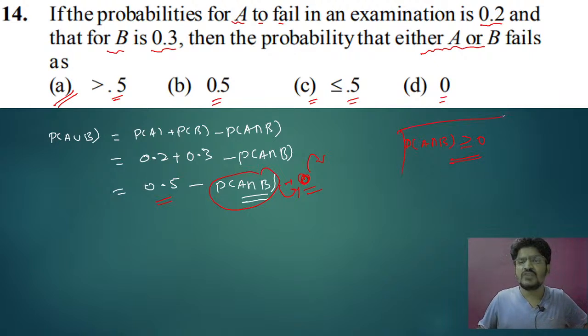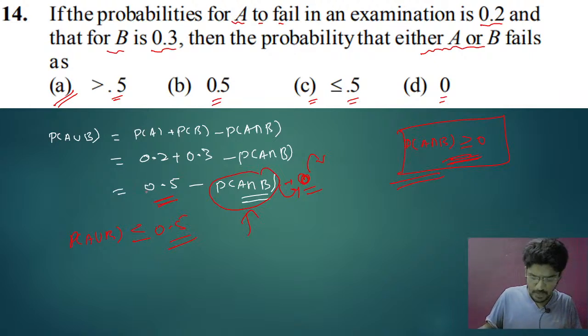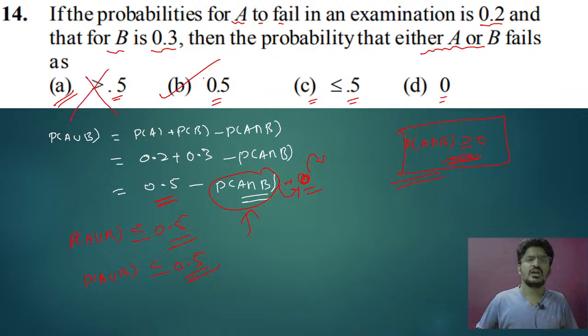Clear? Probability of A intersection B is greater than or equal to 0, so probability of A union B must be lesser than or equal to 0.5. Because if this is 0, it will be 0.5, and if it is greater than 0, it will be lesser than 0.5. So that's why probability of A union B will always be lesser than or equal to 0.5. Therefore the answer is not A, not B, not D, it is C. Option C is the correct answer.